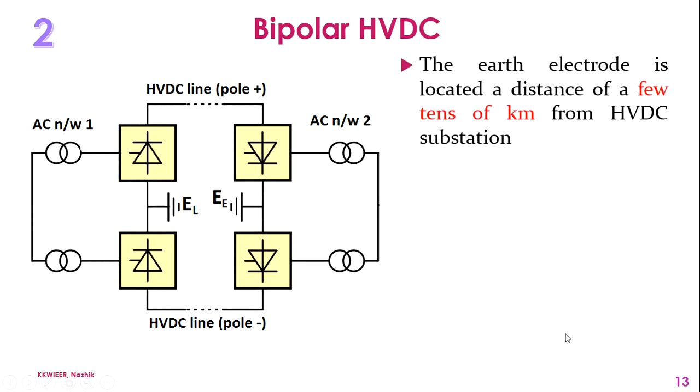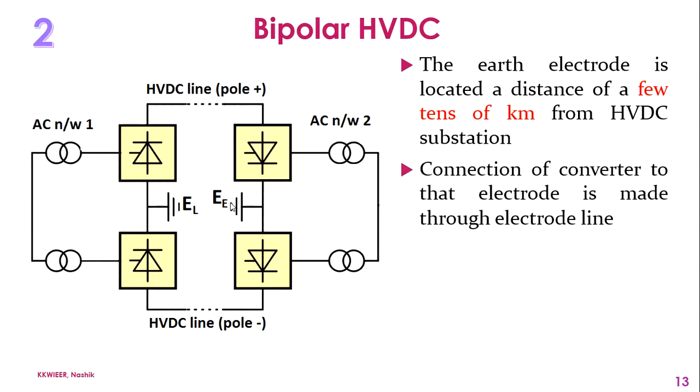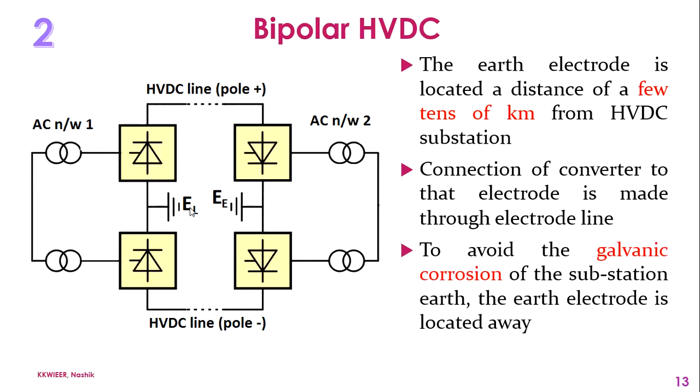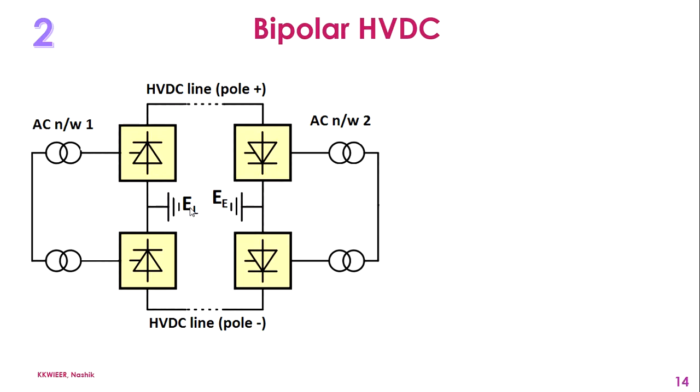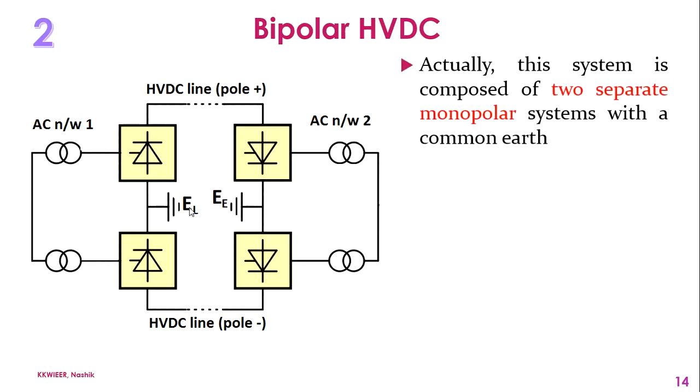The earth electrode, that is this EE, is located a distance of a few tens of kilometers from the HVDC substation. The connection of the converter to that electrode is made through the electrode line. To avoid galvanic corrosion of the substation earth, the earth electrode is located away. So actually this system is composed of two separate monopolar systems with a common earth.